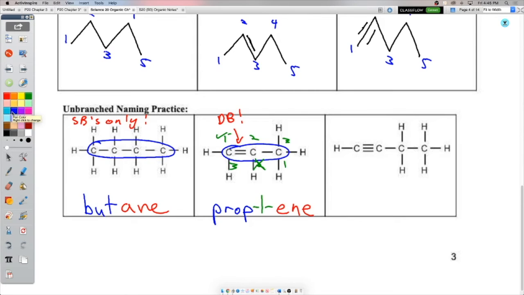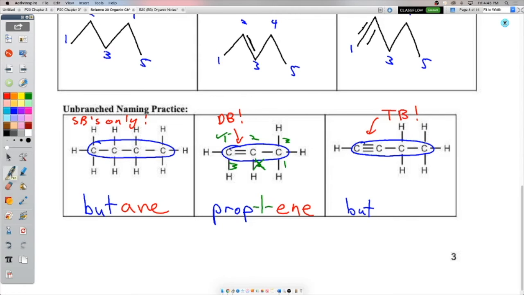Last one for naming practice, we find the parent chain. So 1, 2, 3, 4. Find the beginning that matches 4, right? And we know from this one that the beginning that matches 4 is but. So this is going to start with but. Okay, next thing, are there any double or triple bonds? Sure thing, right there. That's a triple bond.